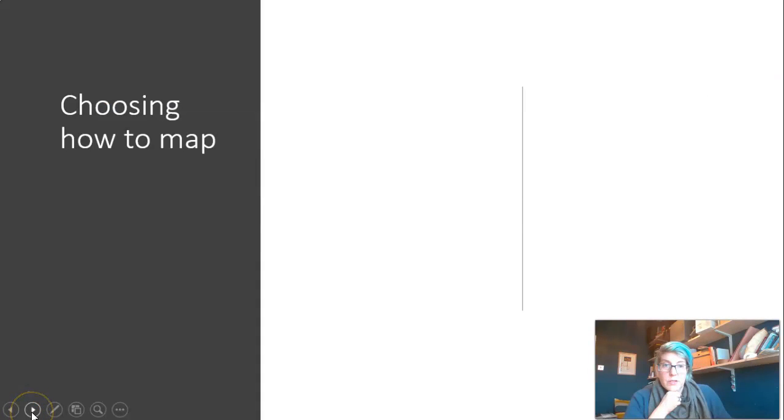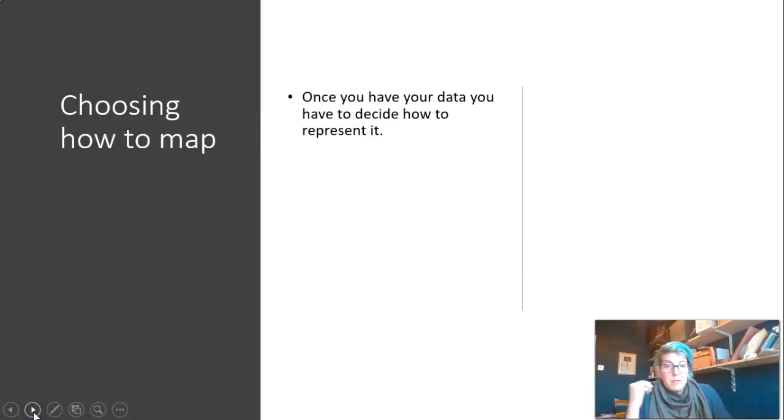So then once you've gone through the thought processes of what to map, you need to think about how to do it. And representing data on the map, I hope I've shown you some examples of very, very simple techniques that are really, really effective in terms of communicating.